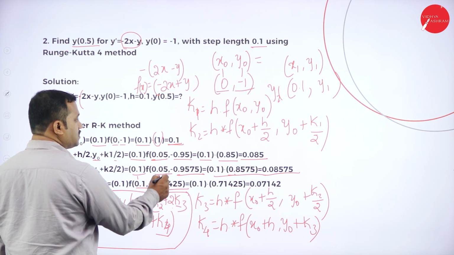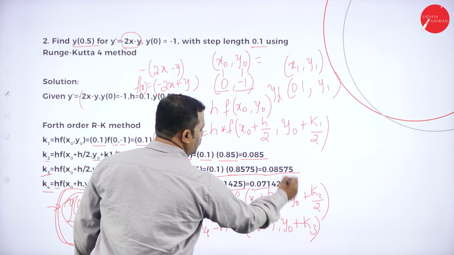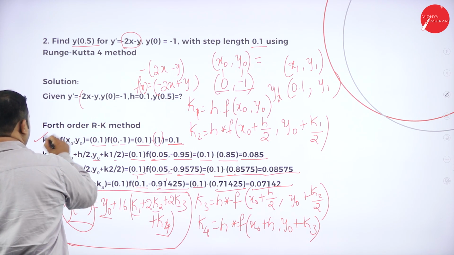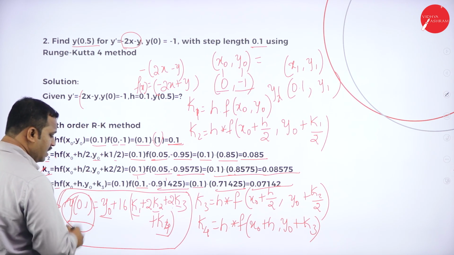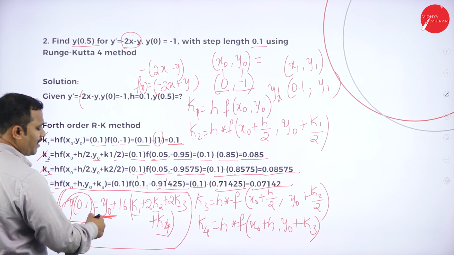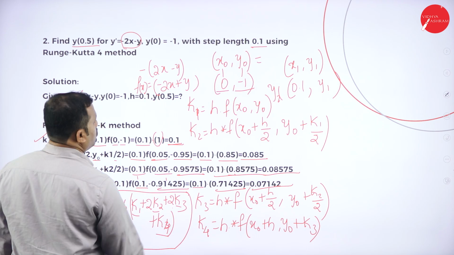If these values of x and y are substituted into this equation, I'll get the value which is equal to this, and the final result is this. That is k1, k2, k3, k4 is obtained. Once k1, k2, k3, k4 is obtained, it is substituted into this equation. What is the value of y0, which you have obtained in the previous step? That is used here.